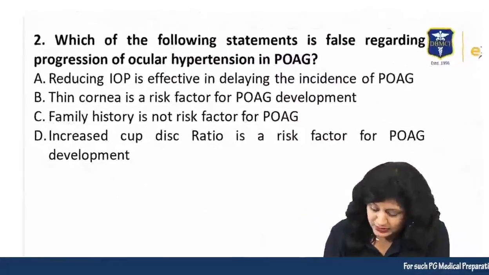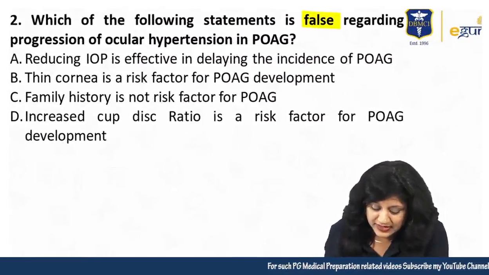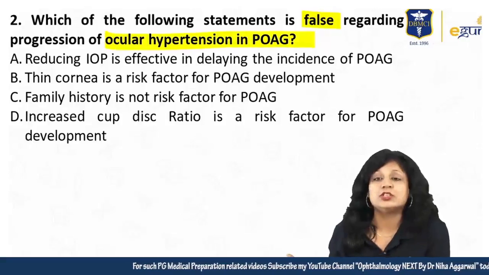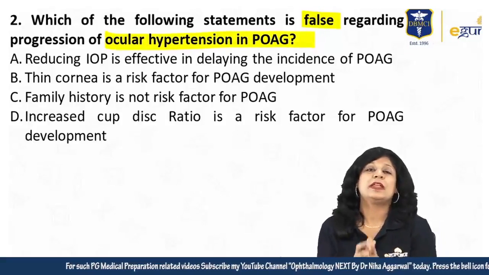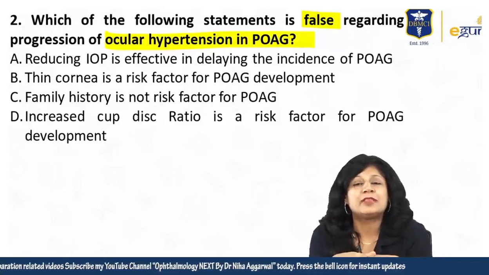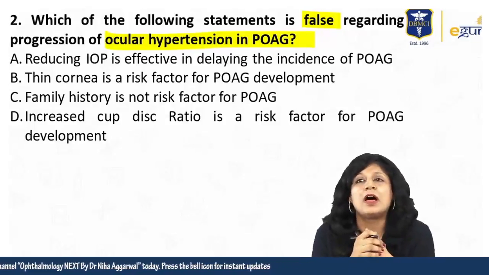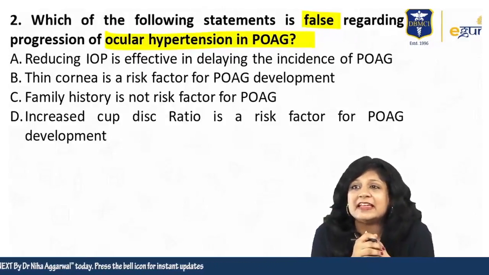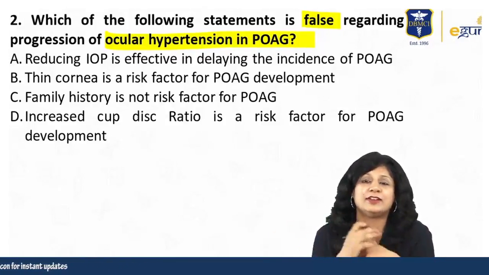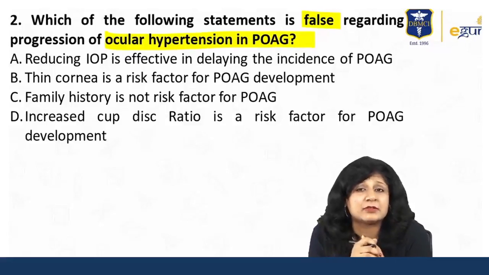Now coming to the next question: which of the following statements is false regarding the progression of ocular hypertension to primary open angle glaucoma, POAG? I don't know what has happened to them. They are not asking questions on cataract of late. They are asking questions on glaucoma. And as I always say, anti-glaucoma drugs is a high-yield topic. All the time it is being added to your high-yield topic lists also. So they are asking about glaucoma.